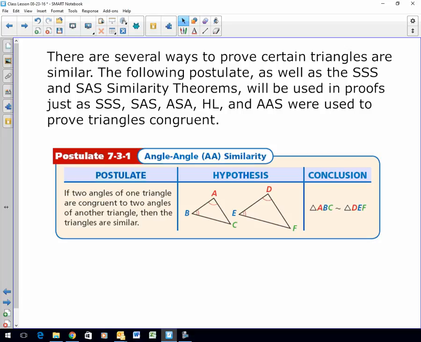Right? If two triangles of one triangle are congruent to the two triangles of another triangle, then the triangles are similar. Two angles, yes. Yes, that's exactly what I mean. Yes, ma'am. That's all. I think it's fun.